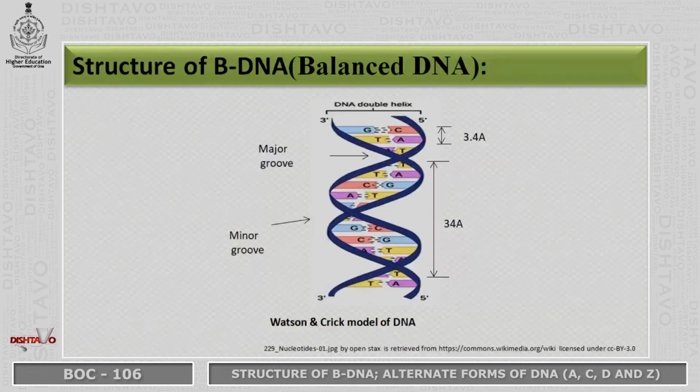As you can see in Watson and Crick's model of DNA, you can clearly see the two helical coils of the DNA. They are wound around each other in right-hand direction and they run anti-parallel to each other, in 3' to 5' direction and 5' to 3' direction. One complete turn takes 34 angstrom and the distance between the nucleotides is 3.4 angstrom. Also, it shows presence of major groove and minor groove.